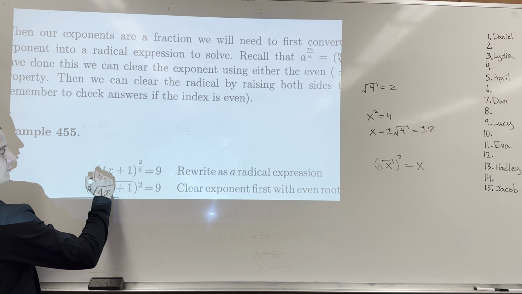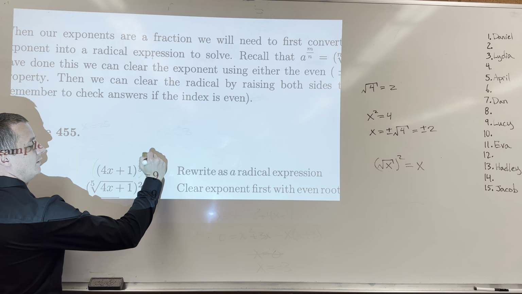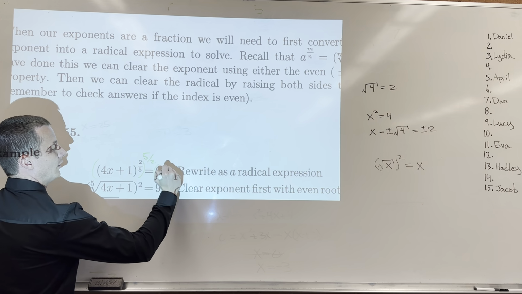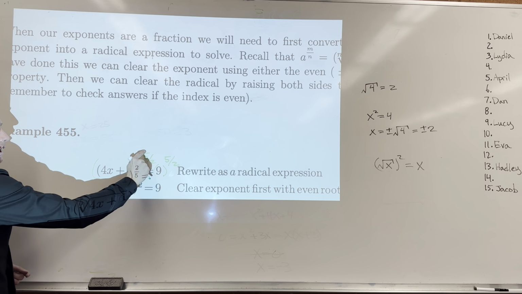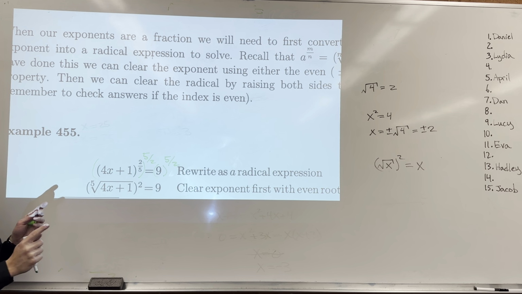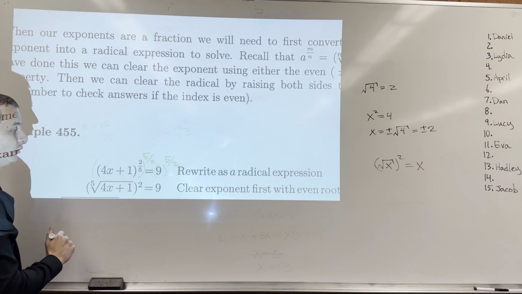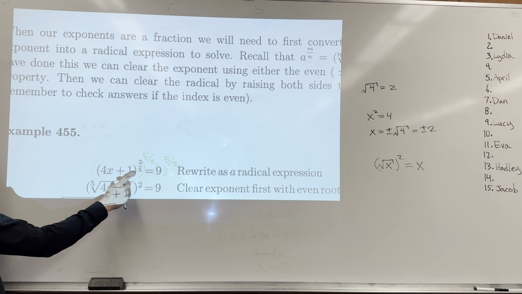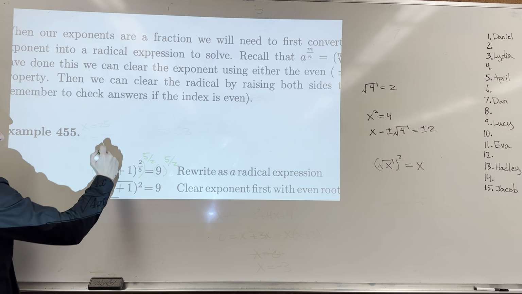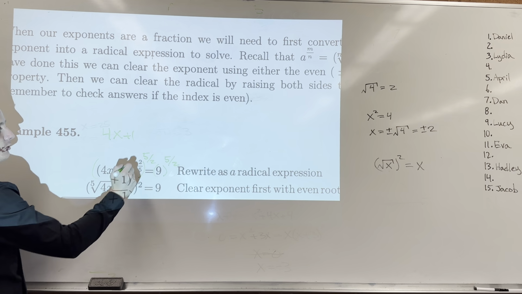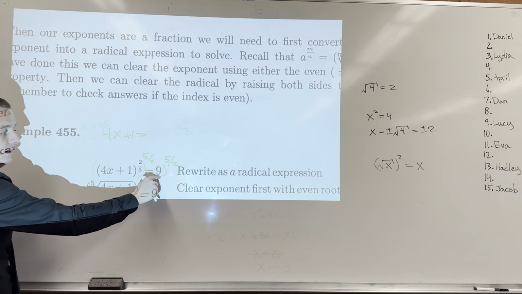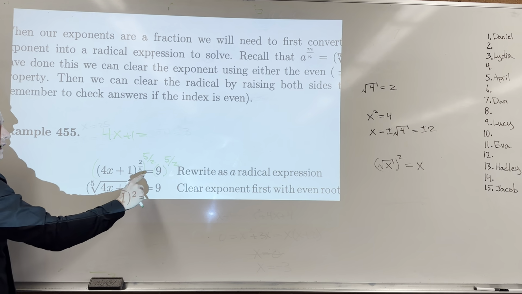So, in other words, I'm going to take this and raise it to the 5 halves power, and take this and raise it to the 5 halves power. Remember, when you raise exponents to exponents, you multiply them together. What is 2 fifths times 5 halves? 1. So in other words, it's 4x plus 1 to the power of 1. That's the whole reason I did the 5 halves. So this is 4x plus 1 to the 1, or 4x plus 1, is equal to 9 to the 5 halves. Now we can calculate 9 to the 5 halves.